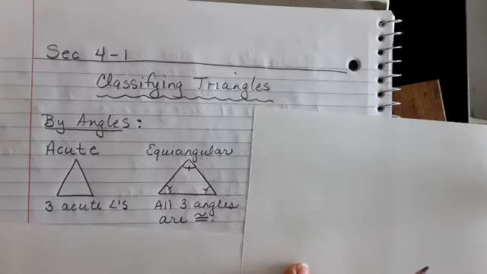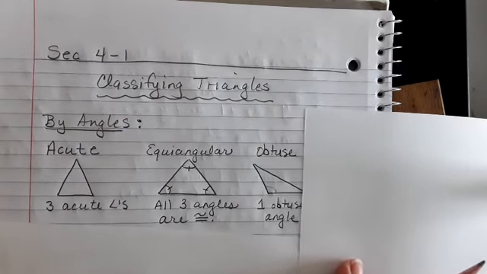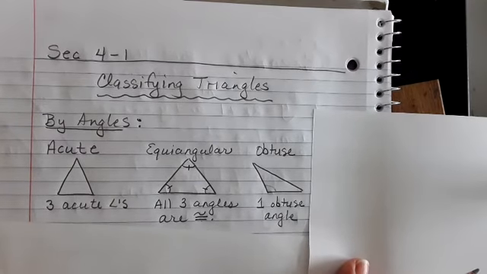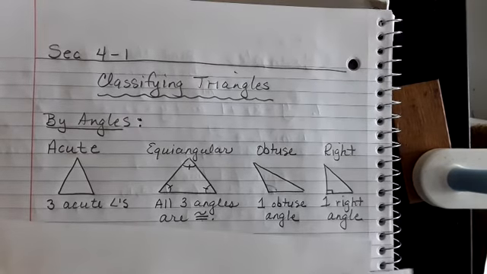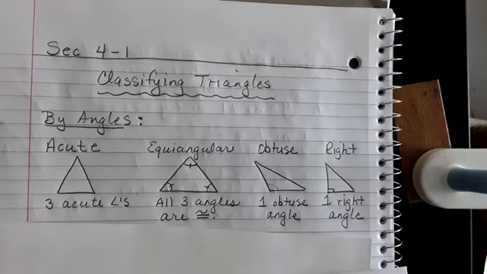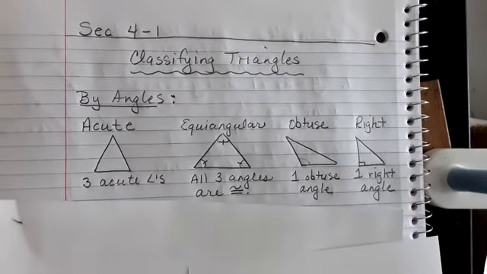And then another type of triangle you have, an obtuse triangle. That's when you have one obtuse angle. So you are greater than 90 degrees on that one angle. And then you, of course, have a right triangle, and that's where you have one right angle. So those are the ways that you can classify a triangle based on the types of angles it has.